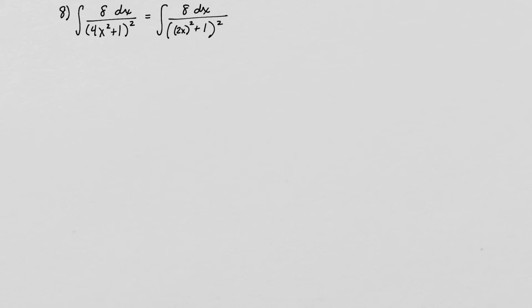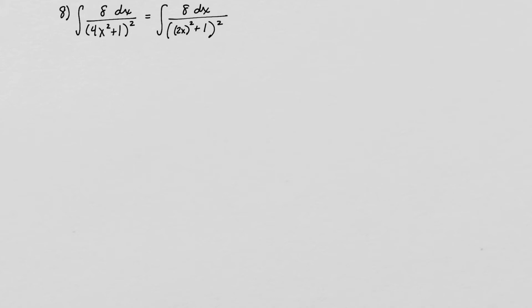Okay, so people also want to see 8. So 8 is the integral of 8 dx over 4x squared plus 1 squared. So again, if you try doing trig substitution, it's not going to work out. The thing we want to notice here is that this is the integral of 8 dx over, we can think of this as 2x squared plus 1, all quantity squared.